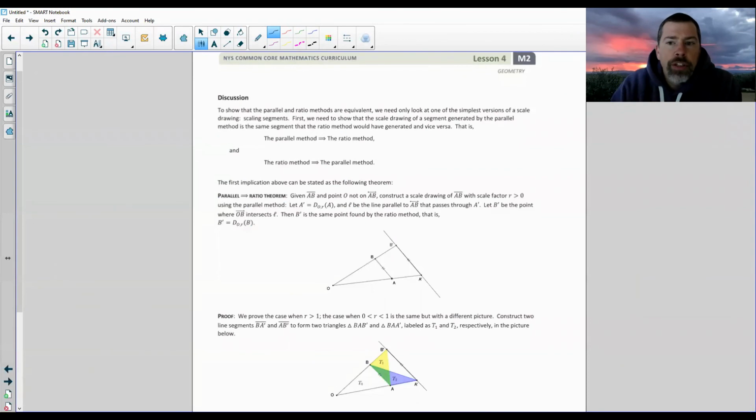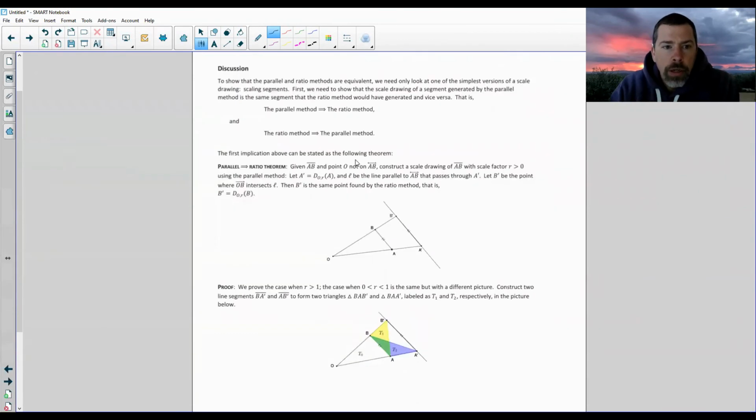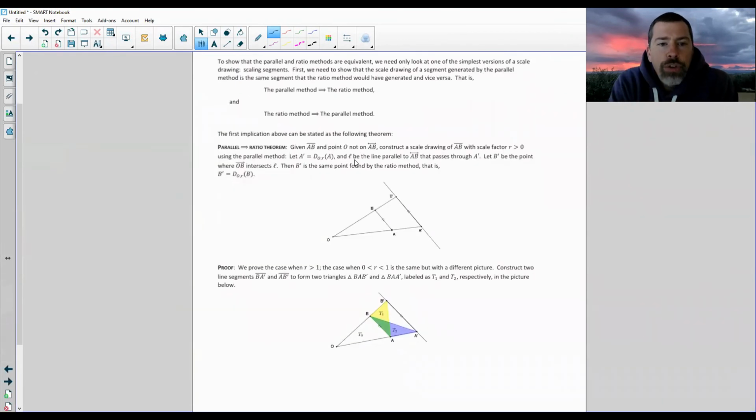Okay, page 2 brings us to a discussion. It says, to show that the parallel and ratio methods are equivalent, we need only look at one of the simplest versions of a scale drawing, scaling segments. First, we need to show that the scale drawing of a segment generated by the parallel method is the same segment that the ratio method would have generated, and vice versa. That is, the parallel method yields the ratio method, and the ratio method will yield the parallel method.